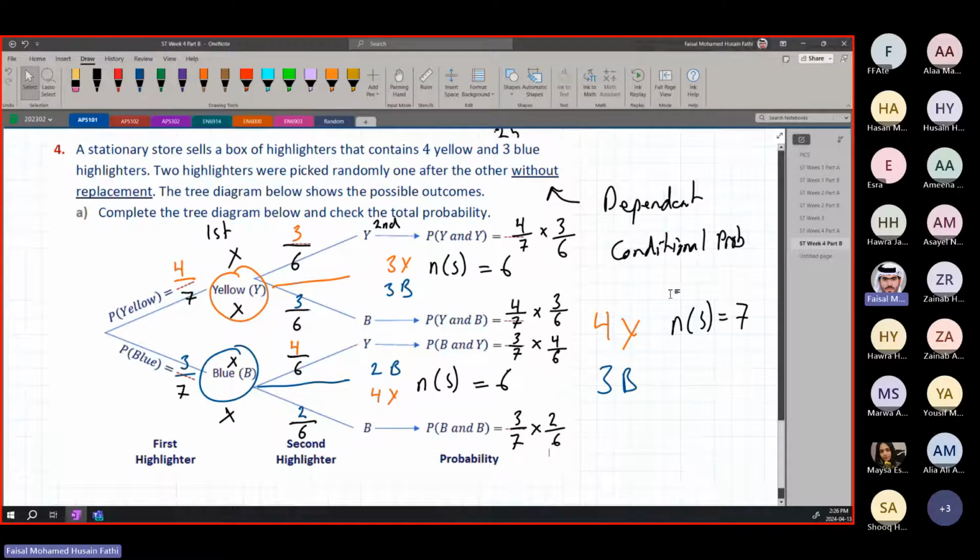Remember, when you have it without replacement, you're going to be doing it in this way. If there is replacement, then it will stay the same. There is no conditional probability. This is the whole idea. Okay, let's solve another question.